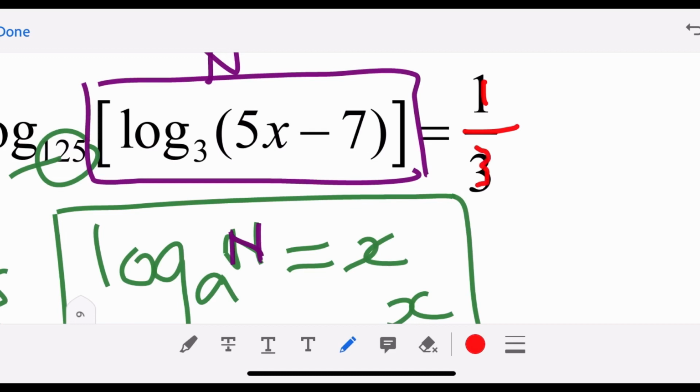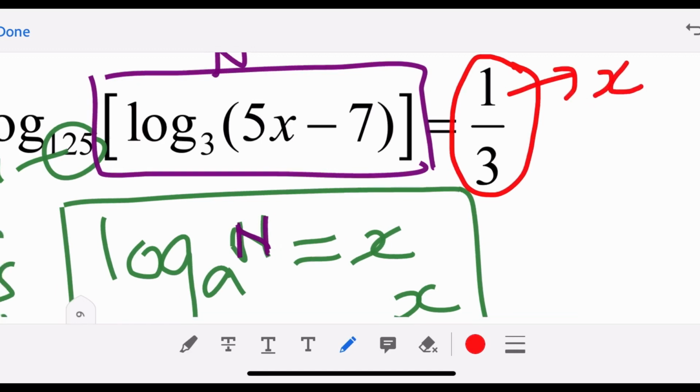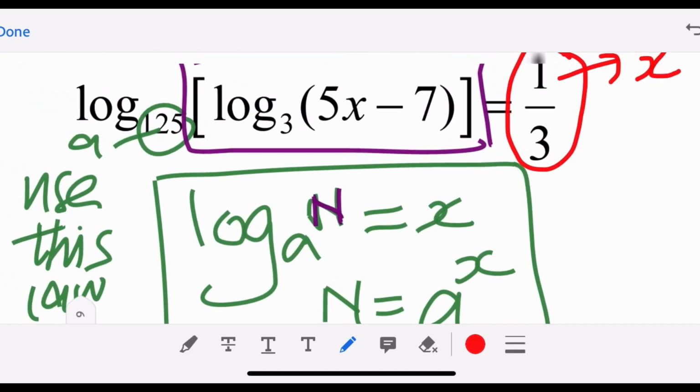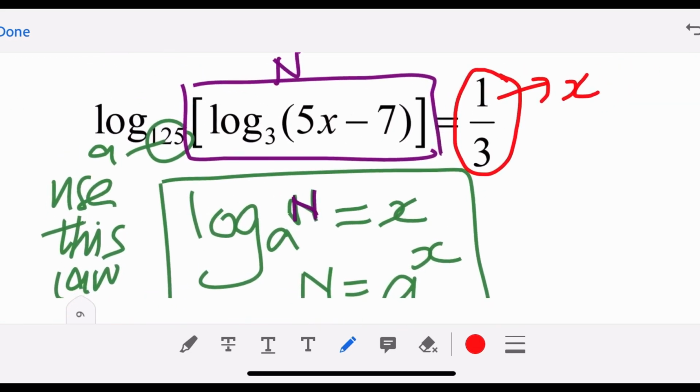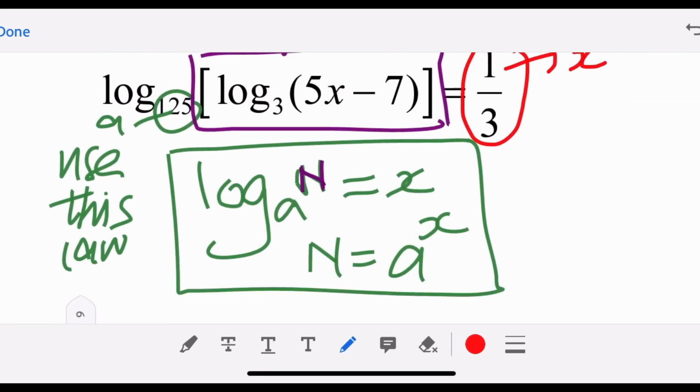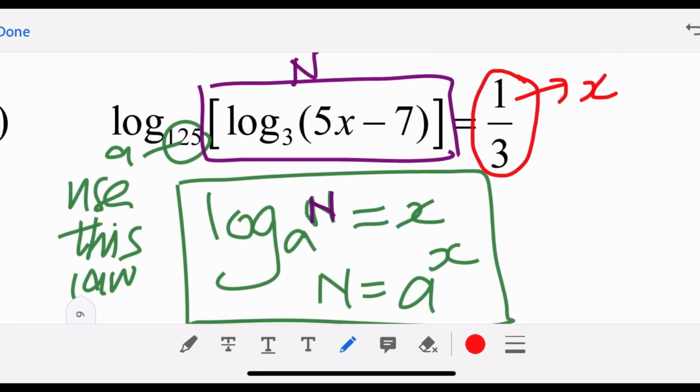Right, and this is the power, 1/3 is my x. So you just focus on the pattern. So x is the power and the base is the a, which is 125. Now I'm going to write n, which is the purple color one. So I just copy down the purple color terms.